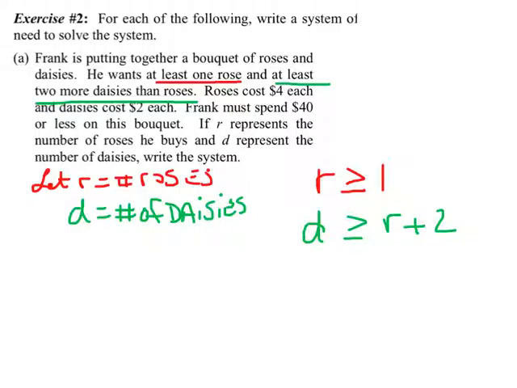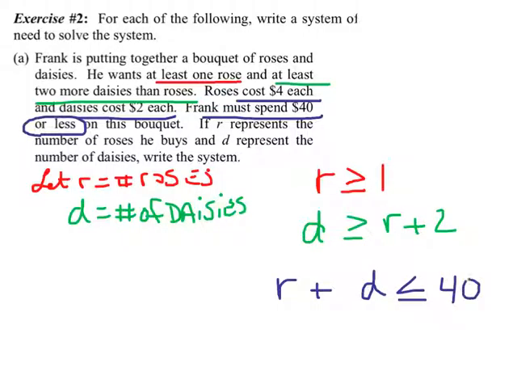Finally, then it says roses cost $4 each, and daisies cost $2 each, and Frank must spend $40 or less. That's the key. So normally we say, okay, so roses plus daisies has to be $40 or less, so you can equal it or less, $40, but you've got to deal with, because they didn't tell us the number of them, the cost. So $4 for every rose, put a 4 times every rose, and you've got $2 for every daisy, and there you go. Here are your 3 equations.